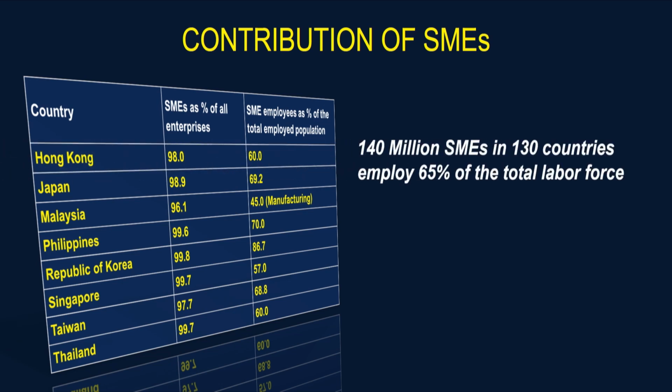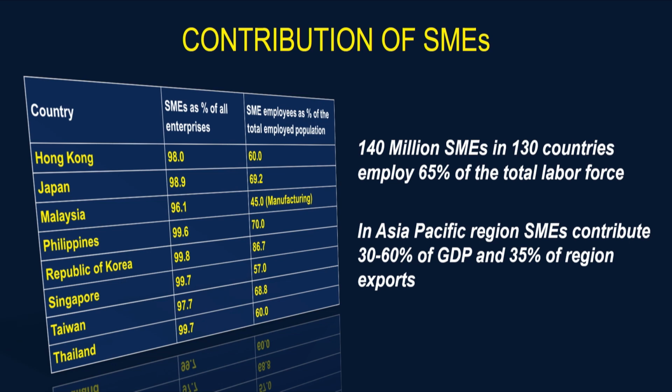So, there are 140 million SMEs, that means 14 crore small and medium enterprises, in 130 countries, which employ 65% of the total labor force. So, a majority of the industrial labor goes to the SME sector, not to the large scale sector. In the Asia Pacific region, the SMEs contribute 30 to 60% of the GDP and 35% of the region's export. So, this sector is very important, and the prime purpose of promoting entrepreneurship is to promote the SME or the MSME sector.